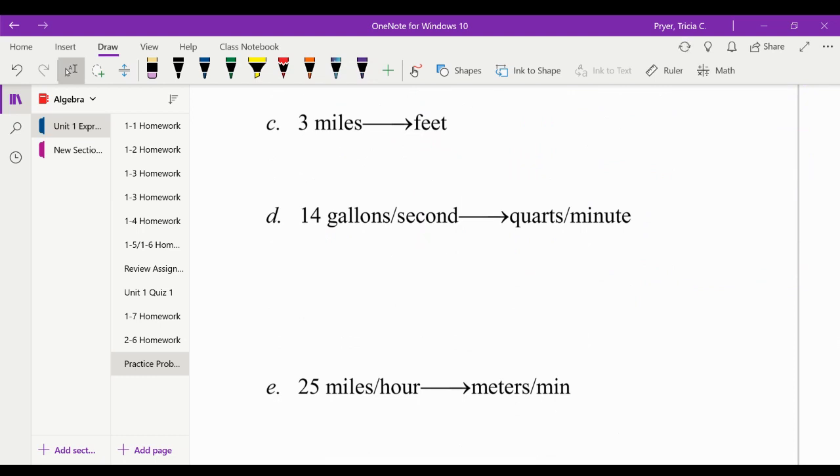Letter C, 3 miles into feet. You need to know another conversion factor, and this one I think we should know. Miles to feet.